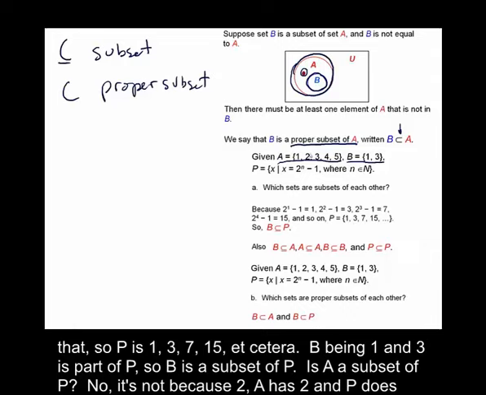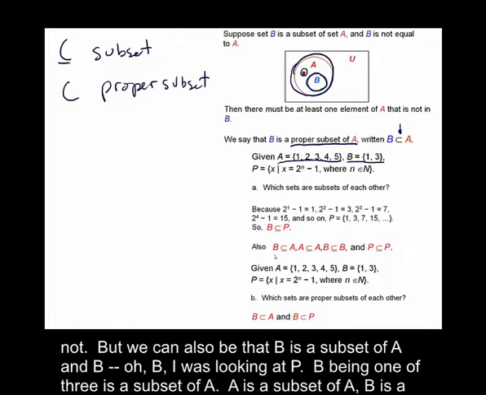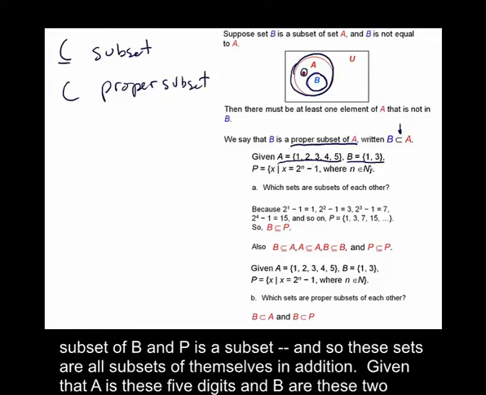Is A a subset of P? No, it's not, because A has 2 and P does not. But B is a subset of A, yes, I was looking at P. B being 1 and 3 is a subset of A. A is a subset of A, B is a subset of B, and P is a subset of P. So these sets are all subsets of themselves in addition.